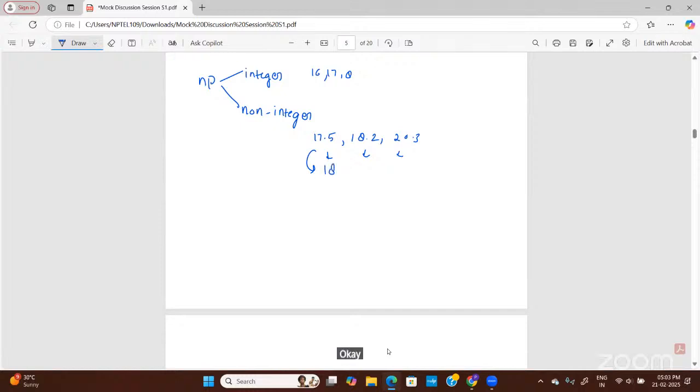For 18.2, the next integer is 19. For 20.3, the next integer is 21. So that observation will be that percentile value.